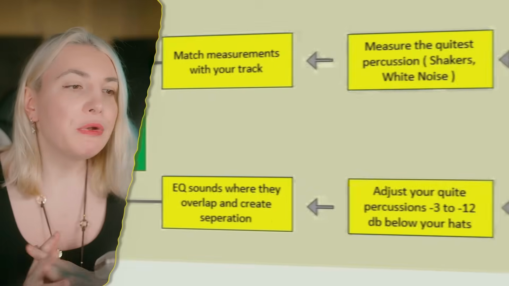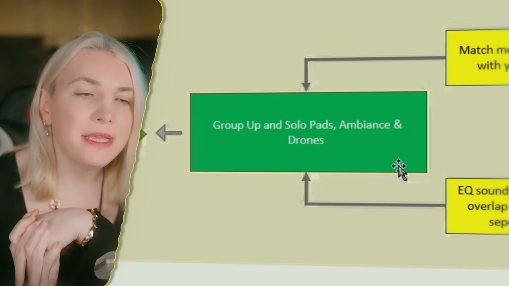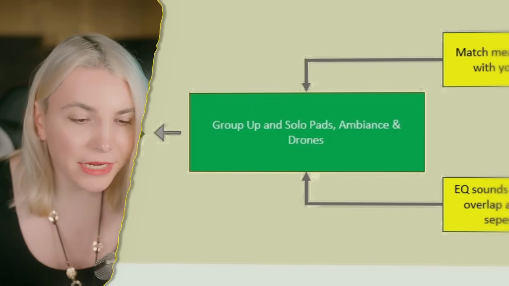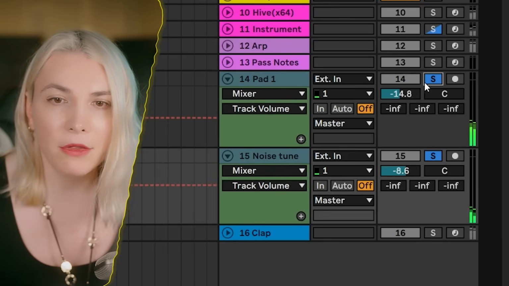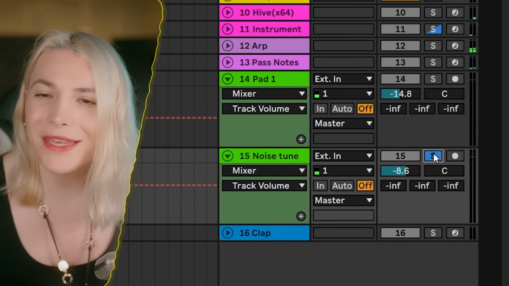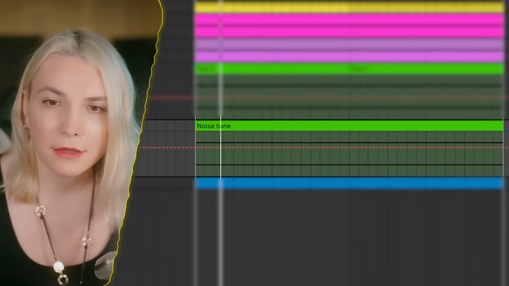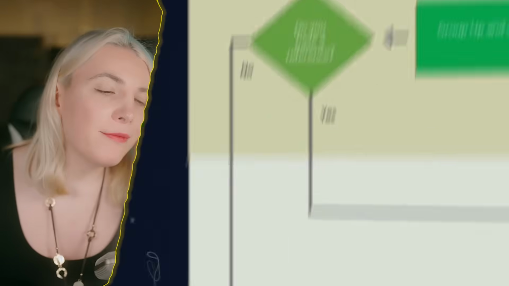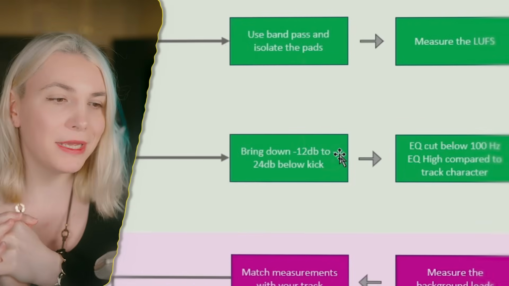This helps me to bring even more. Perfect. Next one. Group up the solo pads, ambiances and drones. So in my track, I have the pad sound. And then this noise kind of gives me ambience. Right? Let's group them up. Bring down -12 to -24 dB below kick.